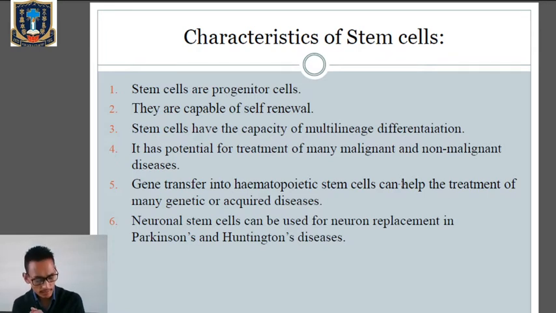Next characteristic is neuronal stem cells. They can be used for neuron replacement in Parkinson's and Huntington's disease, which are nervous disorders. So such diseases can also be treated with the help of neuronal stem cells. These are the characteristics of the stem cells.